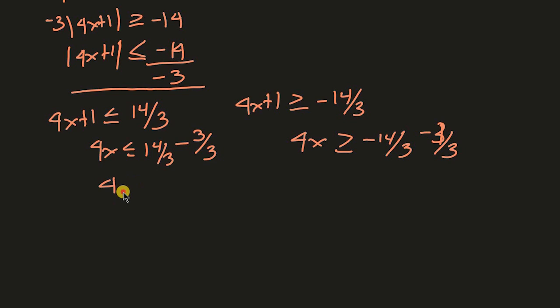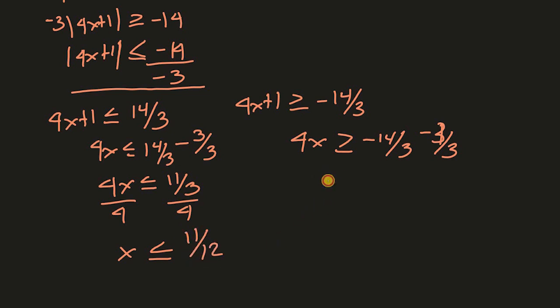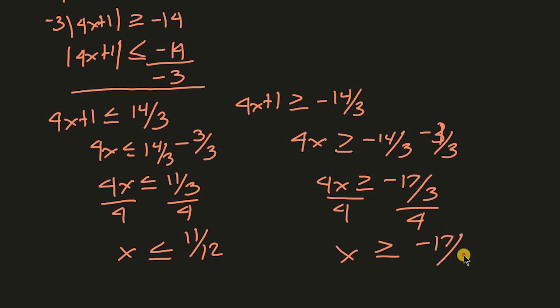Solving for that would be 4x is lesser or equal to 14 minus 3 is 11 over 3. That would be divided by 4. X would be lesser or equal to 11 over 12. However, sa kabila naman, that would be 4x is greater or equal to negative 14 minus 3 is negative 17 over 3. Divide natin dyan yung 4. X basically is greater or equal to negative 17 over 12.